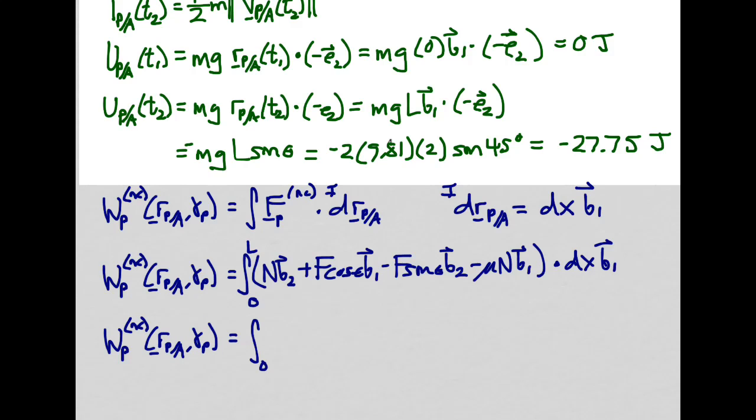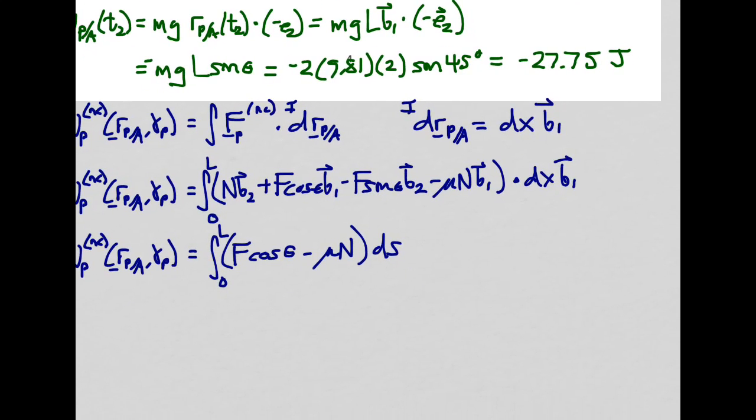And so let's take the dot product within the integral. We'll keep our integration bounds. And when we get this, we're going to get only the B terms, because we're dotting with B. That's our path. And so we get f cosine theta minus mu n ds. And this is where we still need to solve for n.